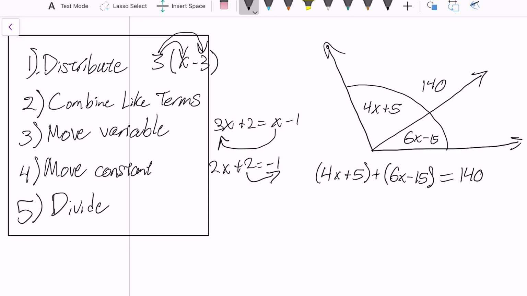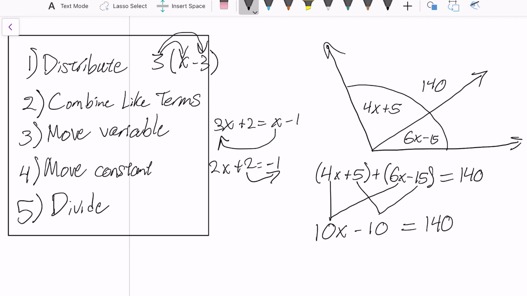Well, step 1, distribute. Can't really distribute here, so I'm going to skip that step. Combine my like terms, though. I can combine some like terms here. I've got x's here, I've got x's here. 4x plus 6x is 10x. Now I'm going to combine my numbers. 5 plus negative 15 is negative 10. I'm good to go. I don't need to move my variable because my variables are all on one side.